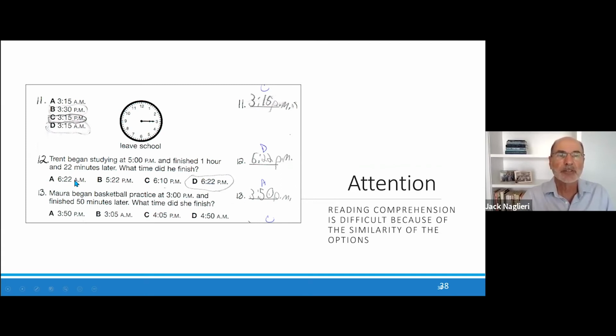And Jack said to me, no, Dad, it's D, 6:22 p.m., not 6:22 a.m. And I thought, after dinner, too many glasses of Chianti. My attention was off.